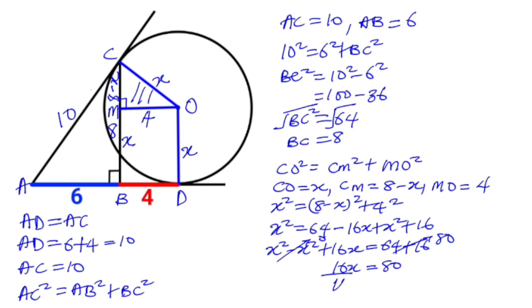Dividing through by 16, 16 will cancel out 16. And 80 divided by 16 is equal to 5. And we are left with x is equal to 5. Hence, x is equal to 5 units.